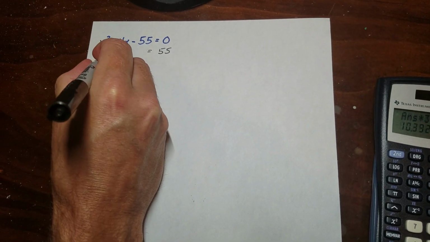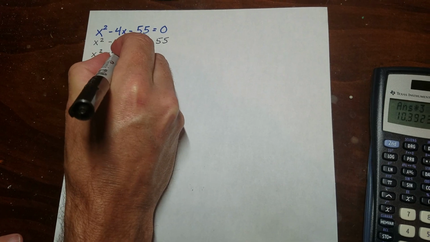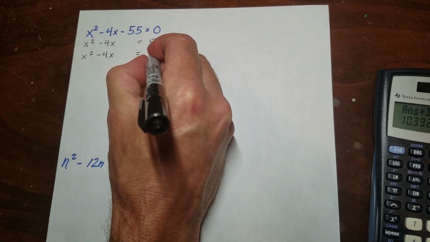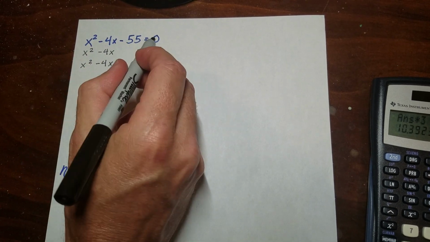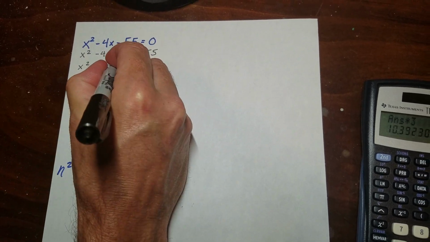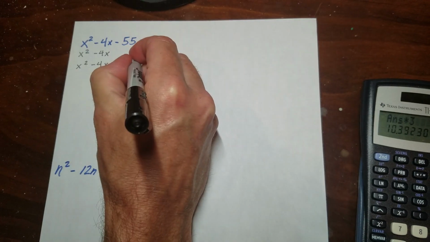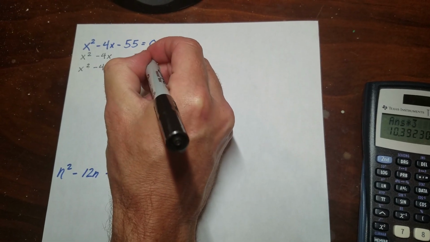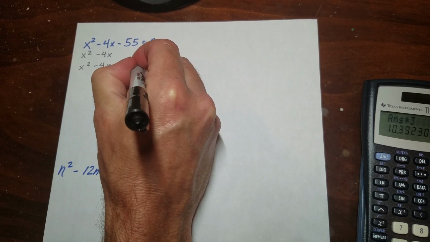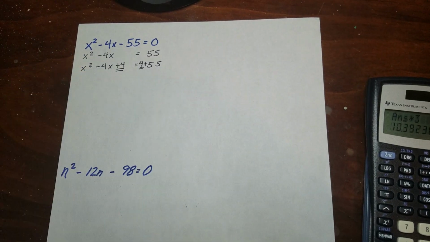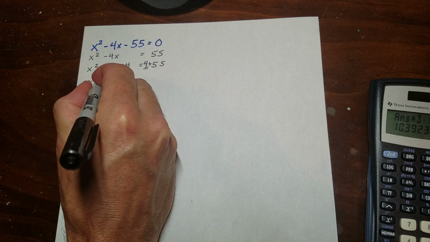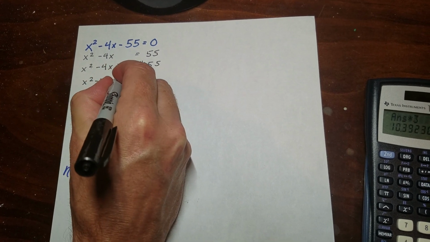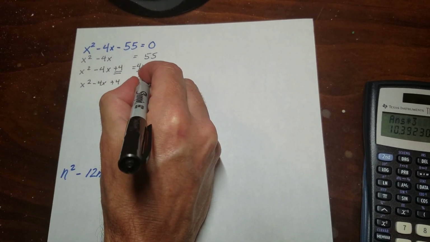And then the next thing I'm going to do is complete the square. So that means that half of the 4 is 2, and 2 squared is 4. So I'm going to be adding 4 to both sides of this equation. So then I have x squared minus 4x plus 4 on this side, and then I've got 59 on this side, right?